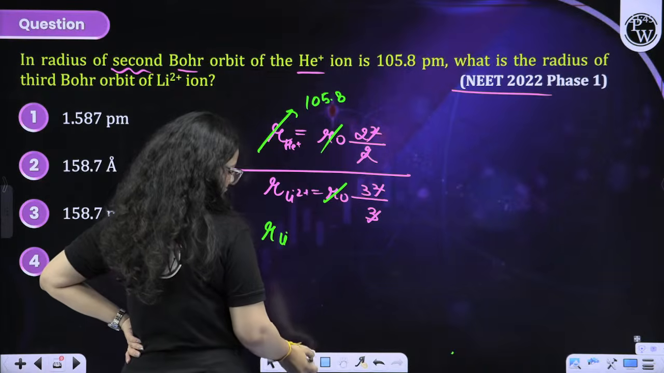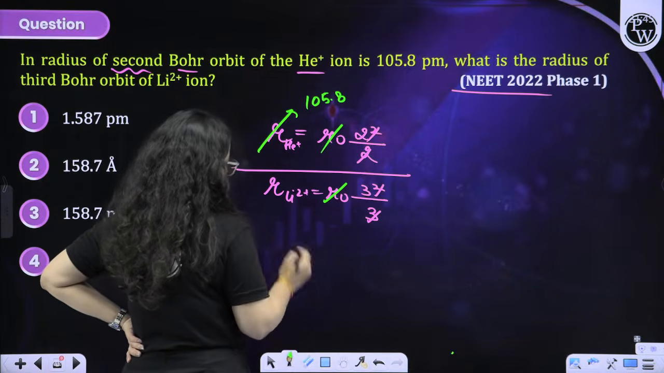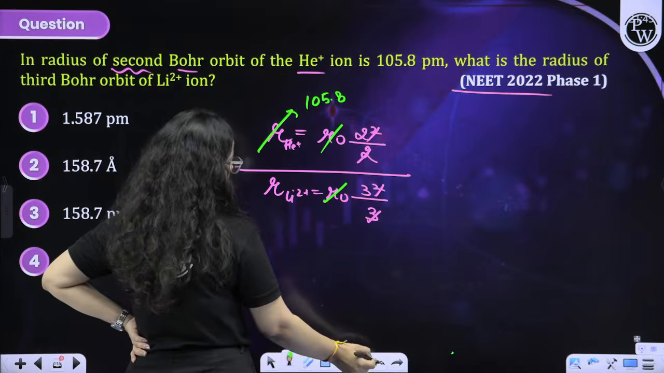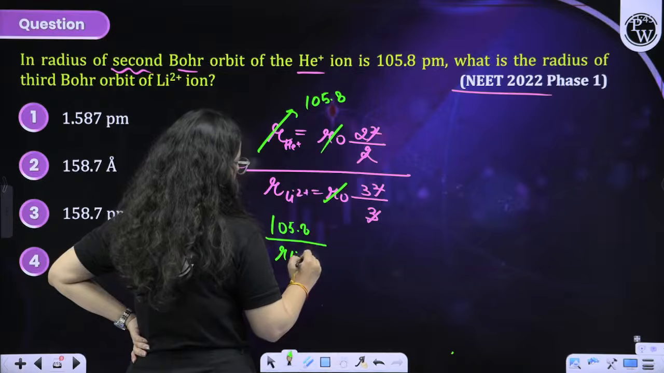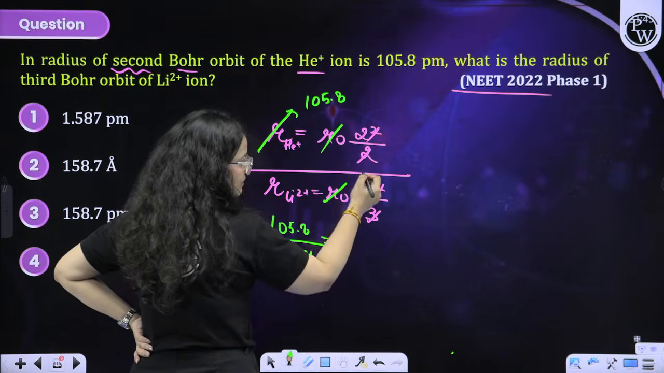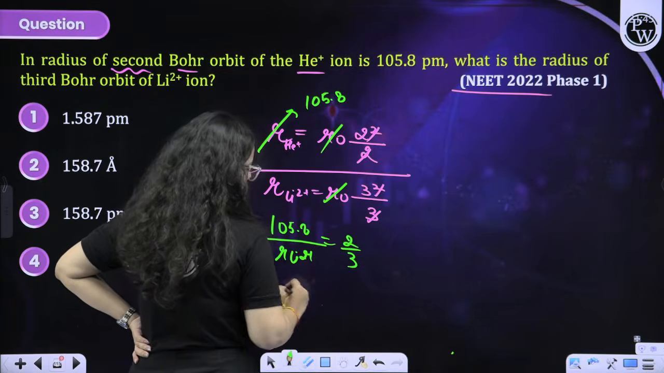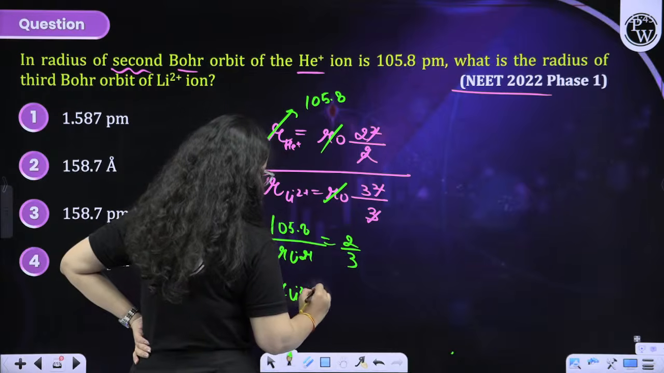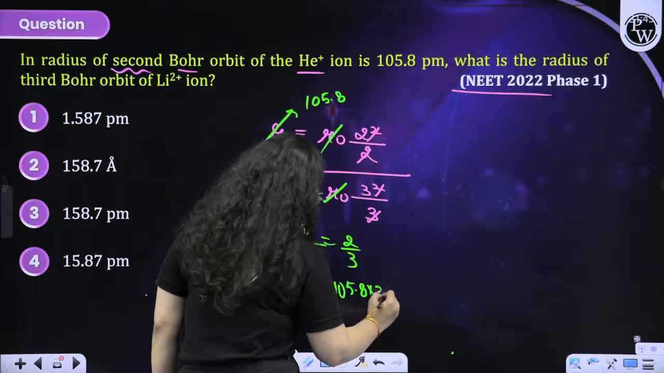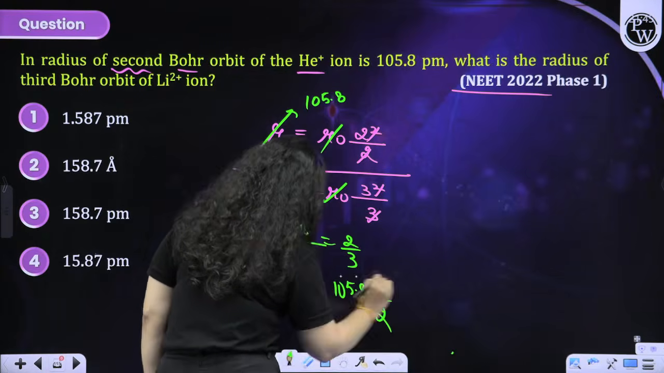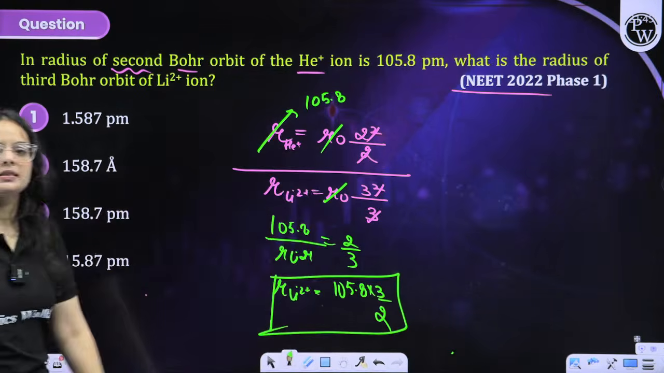Okay, I'll solve the complete question, otherwise I think you guys are going to find difficulty. 105.8 by the radius of lithium 2 positive equals, you can simply write, 2 by 3 over here. You will get the radius of lithium 2 positive as 105.8 into 3 by 2. This is how you have to solve the question and accordingly get the answer. That's it, as simple as that.